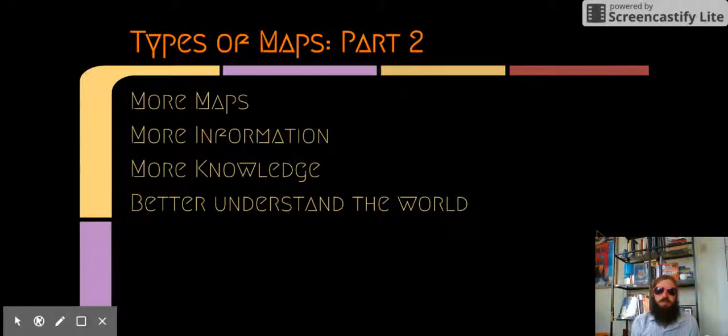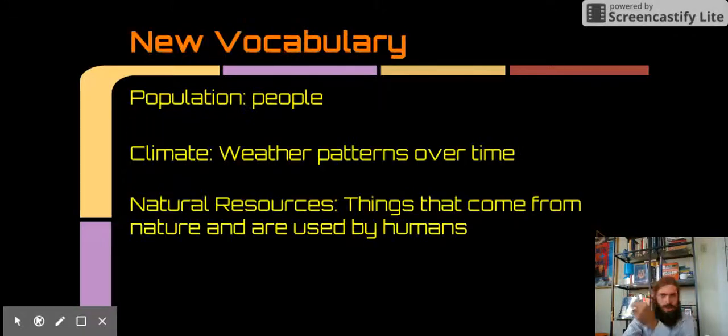Types of Maps Part 2. More maps, more information, more knowledge, and a better understanding of the world we live in. To better understand what these maps can teach us, we need some new vocabulary. First is the word population. Population means people, so a place with a high population just means it has a lot of people.